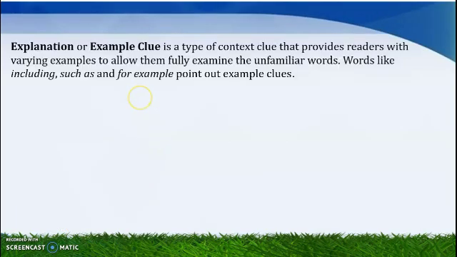Now, let's have another type of context clue. The explanation or example clue. It is a type of context clue that provides readers with varying examples to allow them to fully examine the unfamiliar words. Words like including, such as, and for example point out example clues. Those are the signal words that we're using in the explanation or example clue.